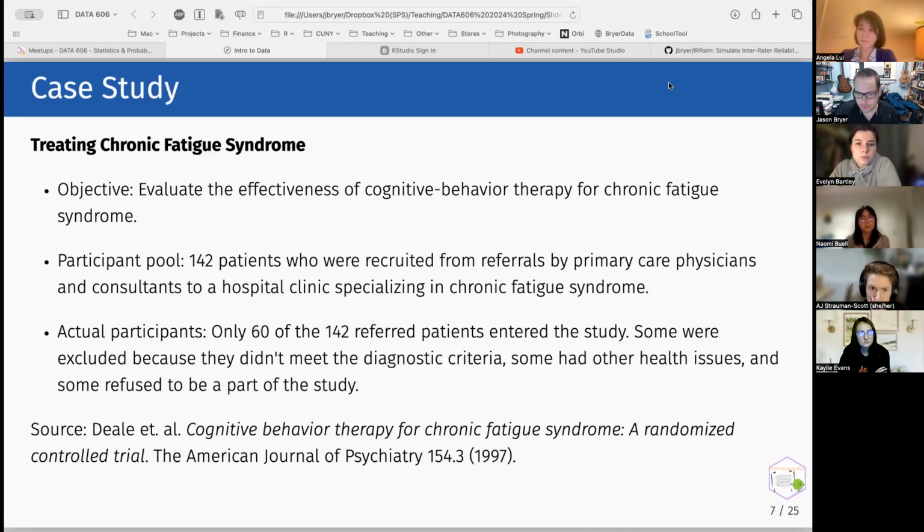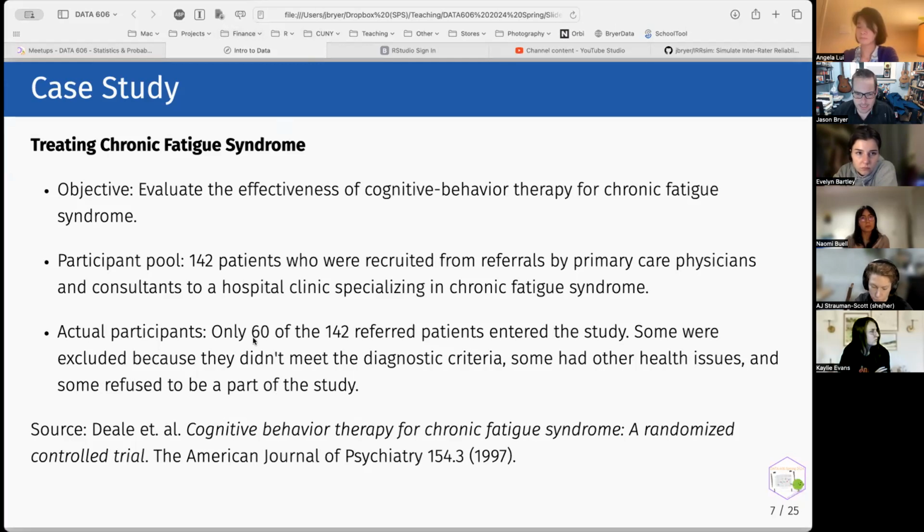So that's what we try to recruit. But then we only end up getting 60 of the 142 patients actually entered the study because some were excluded because they didn't meet the criteria, had bad health issues, or just refused to participate in the study. So this is actually a real study. The citation is there if you want to look at it, but it's an exemplar of some of the challenges we're going to have about our data and what our data tells us about something more broadly, right?